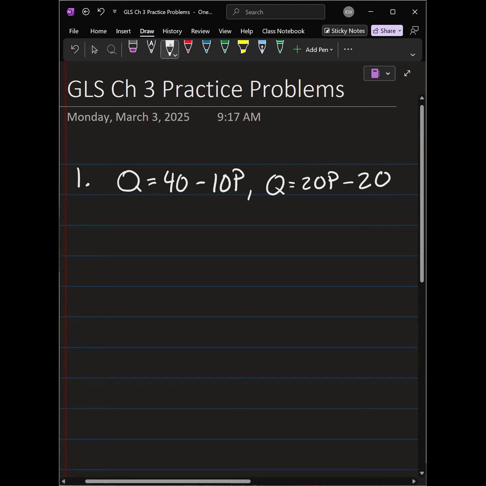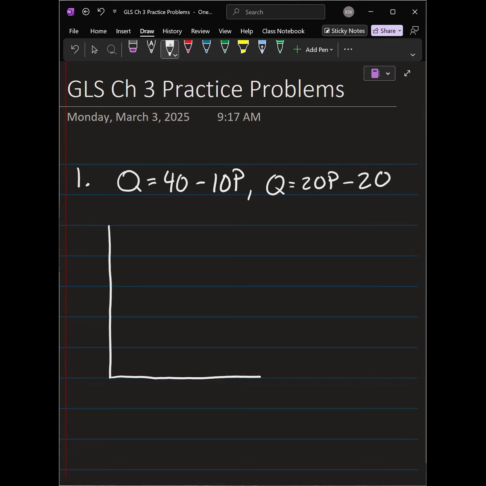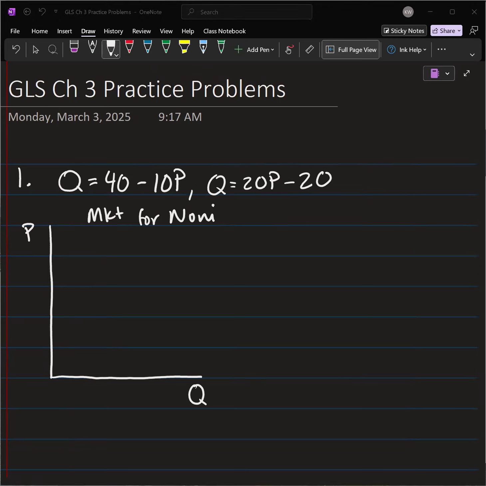I'm going to go ahead and draw the market here so that we have a graph that we're working with for this problem. So this is the market for noni. Looking at my supply equation, I can see that the supply curve is going to have a positive value for its vertical intercept, and same for demand. So let's go ahead and find the supply choke price and the demand choke price so we can graph our supply and demand curves here.